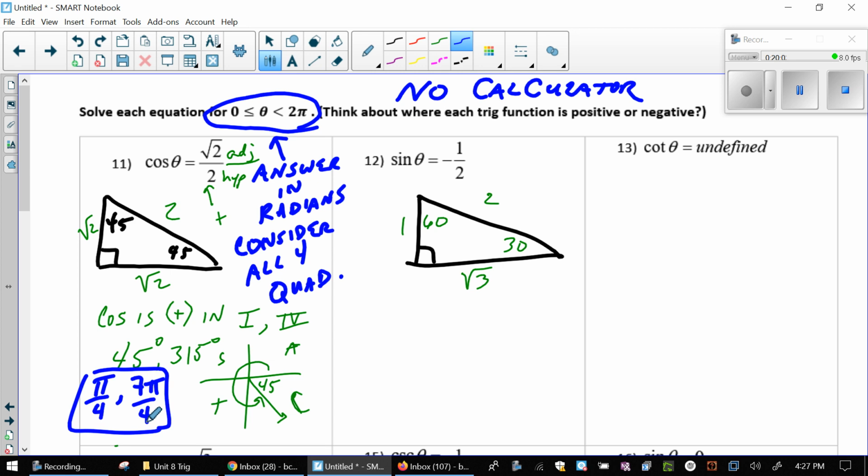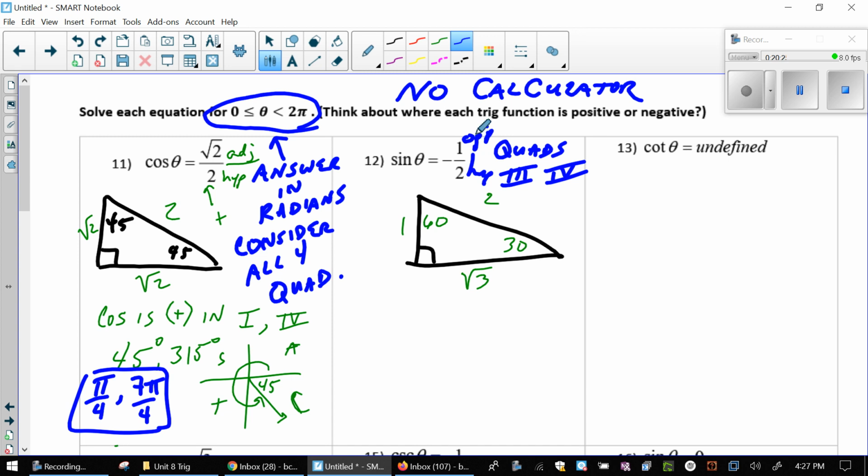All right. Let's keep going. Let's look at our next one. Okay. So first here, sine is negative. And in which quadrants is sine negative? We can see we need quadrants 3 and 4. Okay. So when we look at this, sine is opposite over hypotenuse.